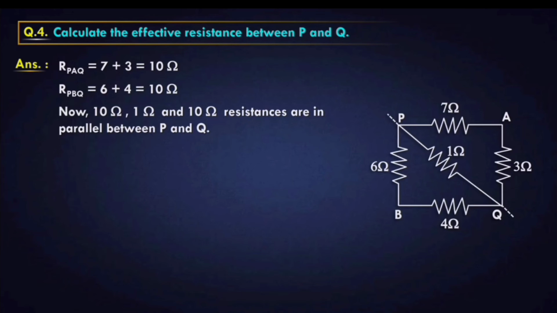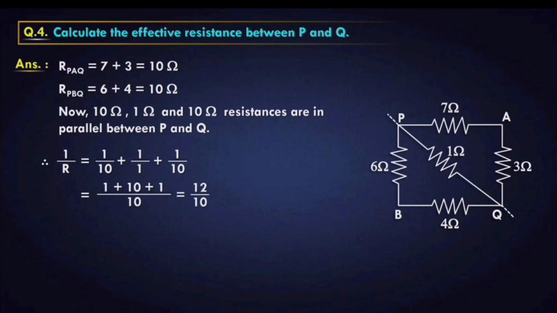Alright, so now we will use the formula for resistances in parallel. We know that 1 by R equal to 1 by 10 plus 1 by 1 plus 1 by 10. After calculating it, we will get R equal to 5 by 6 ohm. Is that clear?